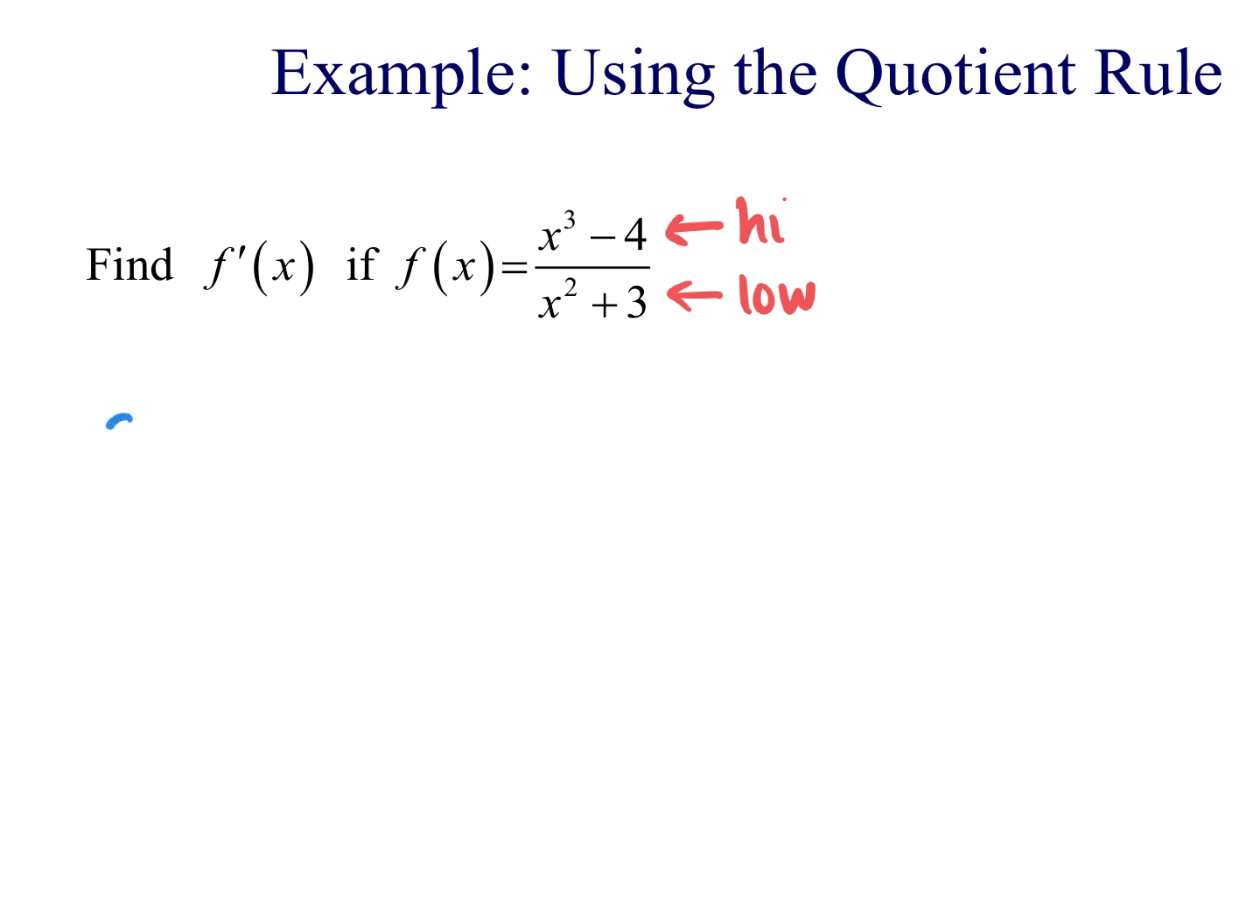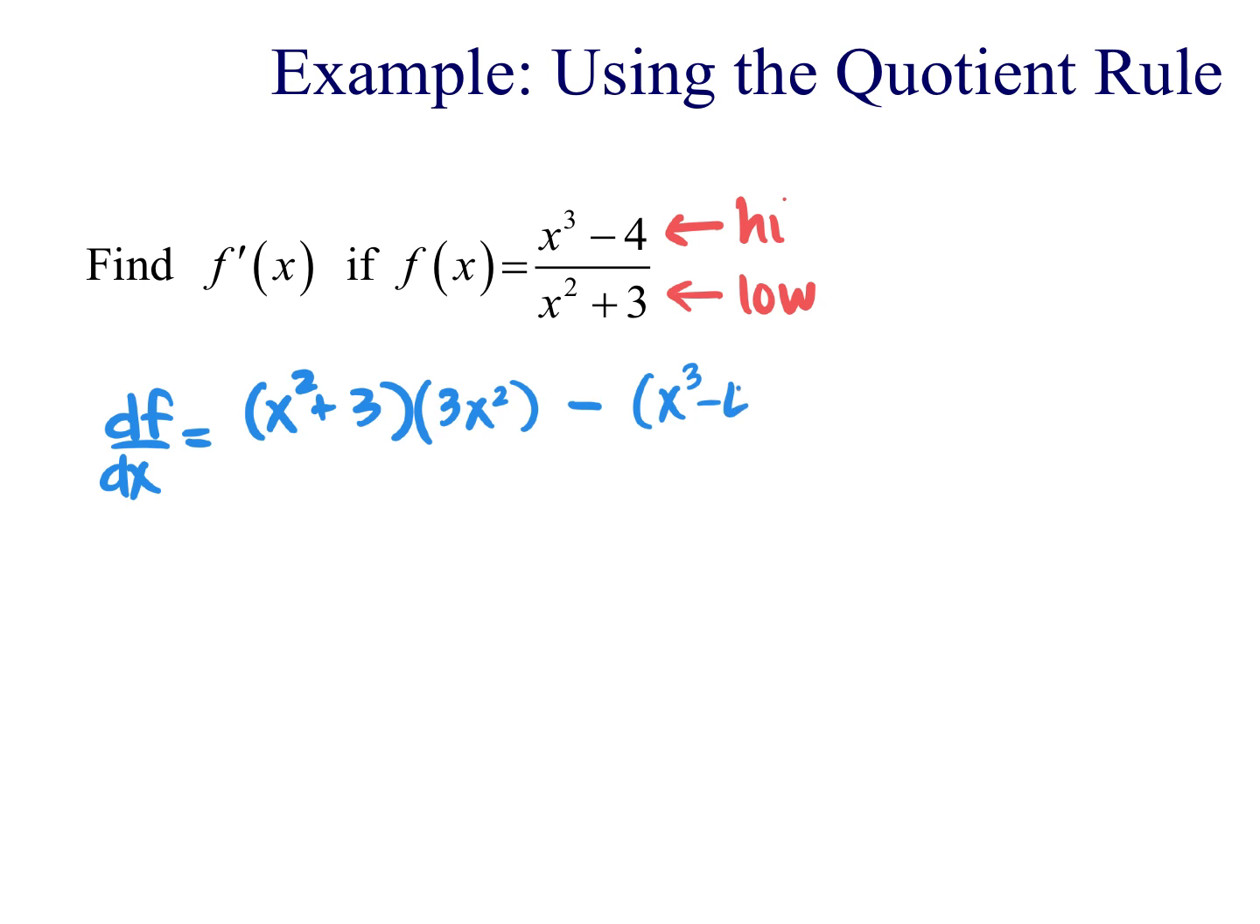So df dx this time, just to keep it different. We start with the low expression, x squared plus 3, times the derivative of the high, which is 3x squared, minus x cubed minus 4 times 2x. And then the whole thing is over the expression x squared plus 3, quantity squared.